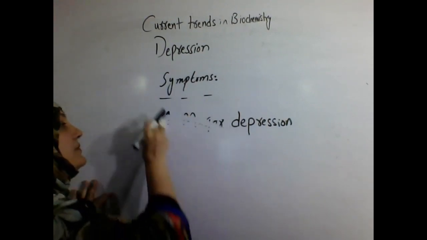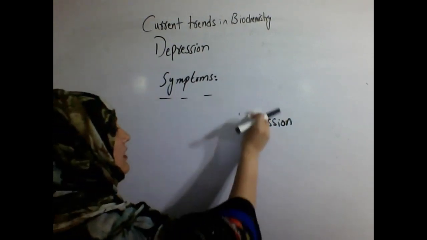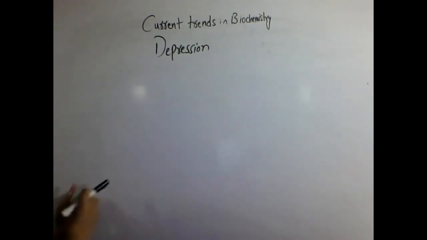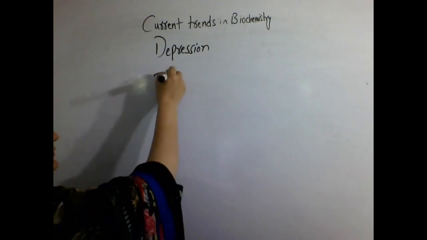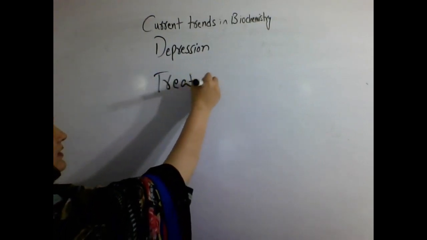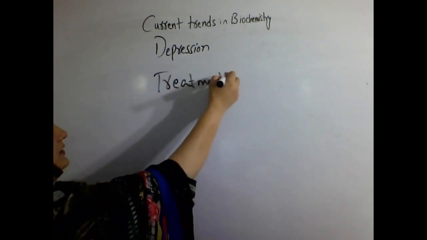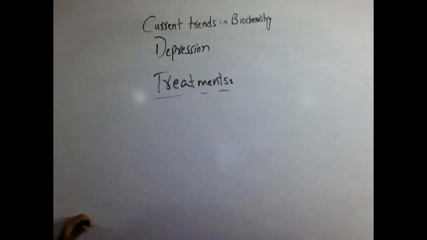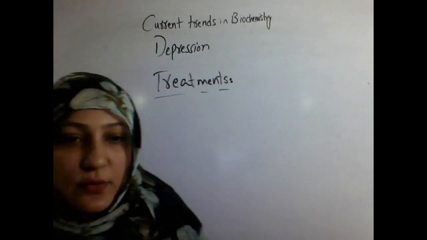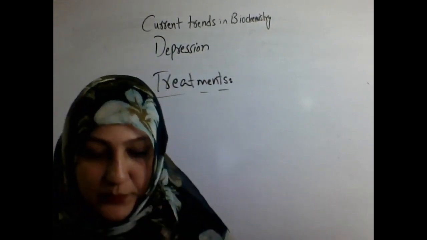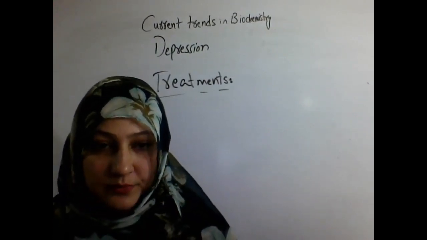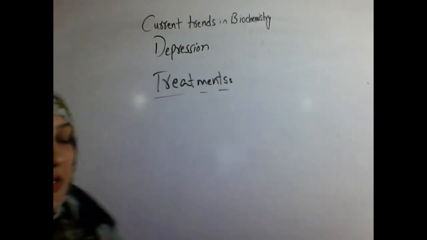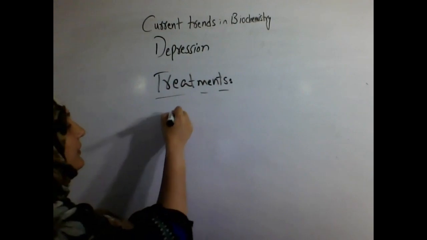What type of treatment can be given for depression? Treatments given for depression are very much related to the treatments given for anxiety disorders. The first is behavioral therapy.